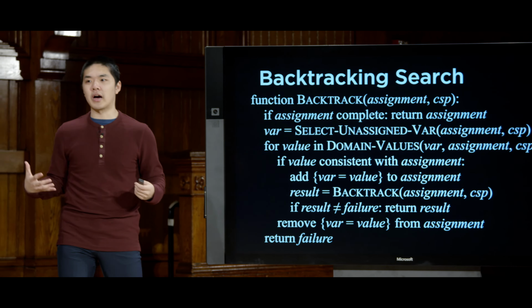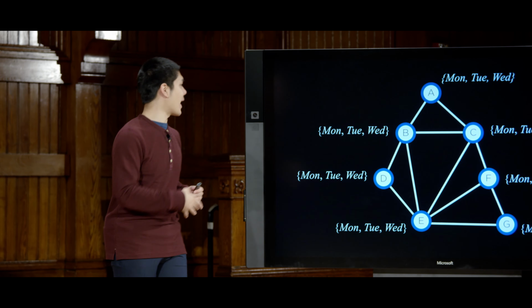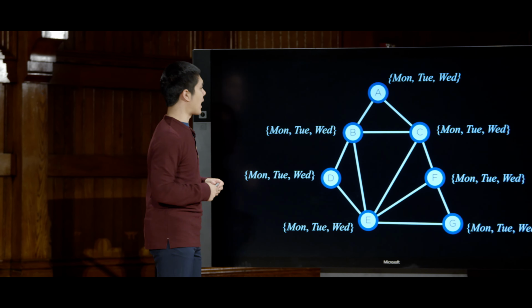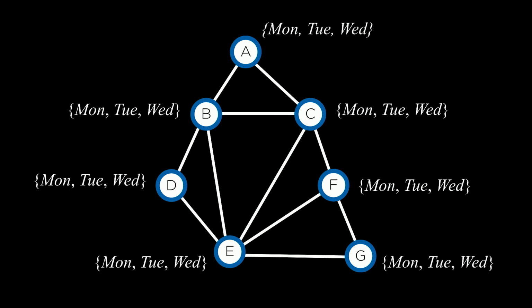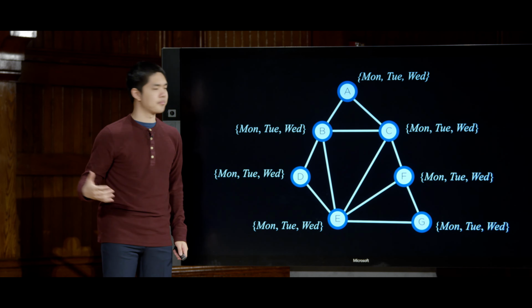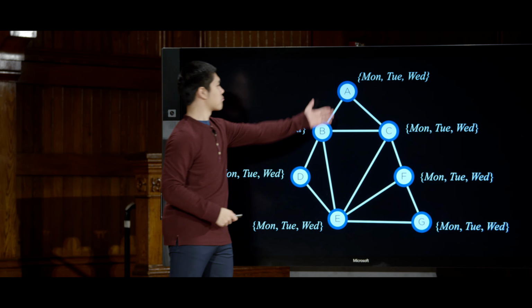So let's put this algorithm into practice. Let's actually try and use backtracking search to solve this problem now, where I need to figure out how to assign each of these courses to an exam slot on Monday or Tuesday or Wednesday in such a way that it satisfies these constraints, that each of these edges mean those two classes cannot have an exam on the same day.